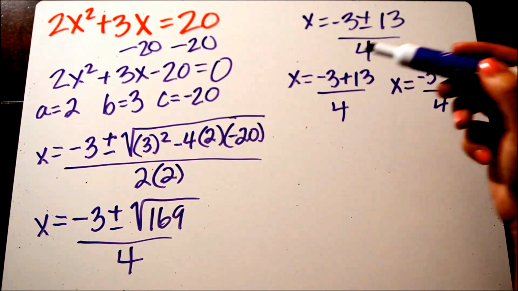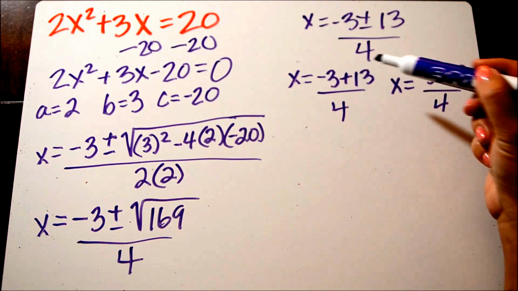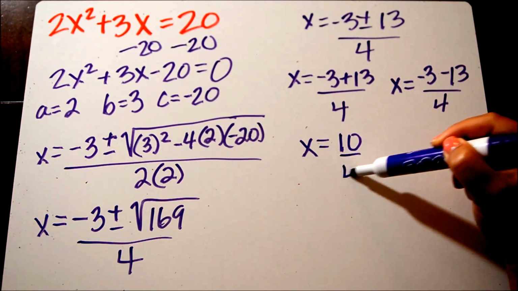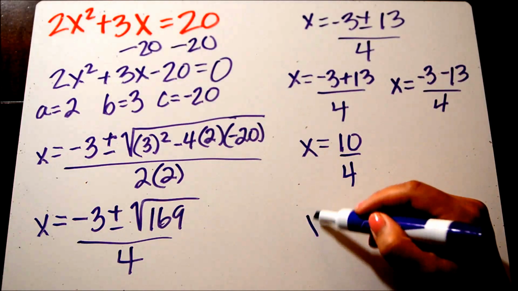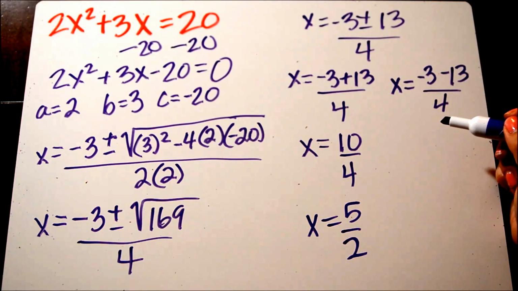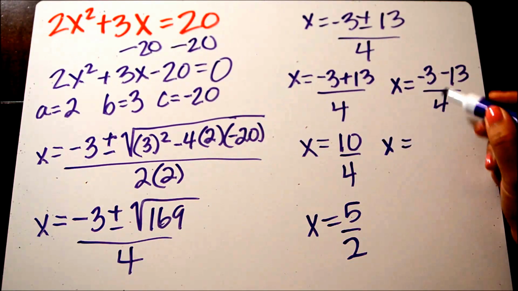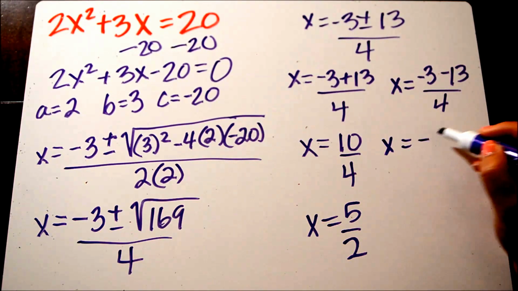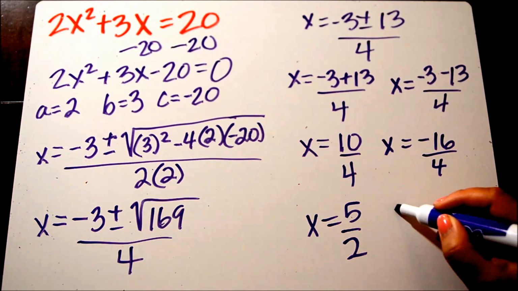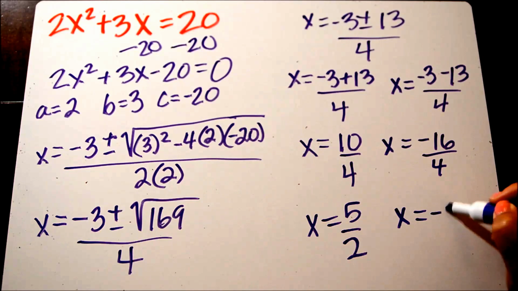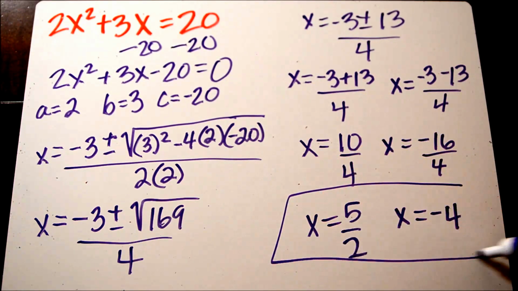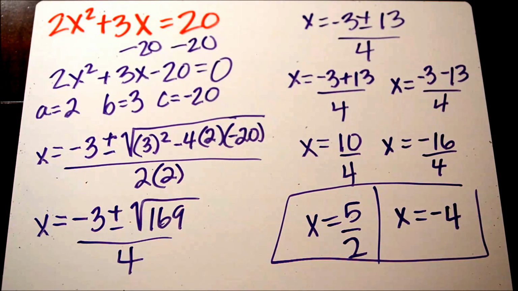Let's simplify the numerator first. So we have -3 plus 13, which is 10 over 4. And that could be reduced or simplified to 5 over 2, or 5 halves. -3 minus 13, that will give us -16, and negative 16 over 4 can be simplified to negative 4. And these are our two solutions for this quadratic equation.